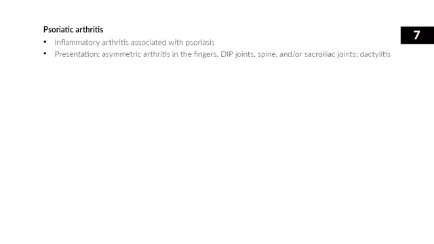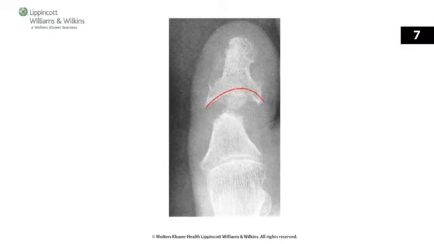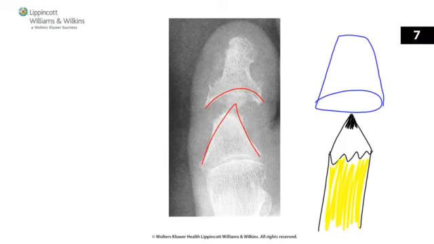The arthritis is often asymmetric, just like the psoriasis is asymmetric and patchy. But psoriatic arthritis can also be very symmetrical and can look an awful lot like rheumatoid arthritis. Psoriatic arthritis often affects the fingers, especially the DIP joints. It can also affect the spine and sacroiliac joints. Remember that rheumatoid arthritis affects the MCP joints and PIP joints. You can have dactylitis, and that is inflammation and swelling of the fingers, which is occasionally referred to as sausage fingers. And x-rays of the fingers may show bony erosions that we call pencil and cup deformity.